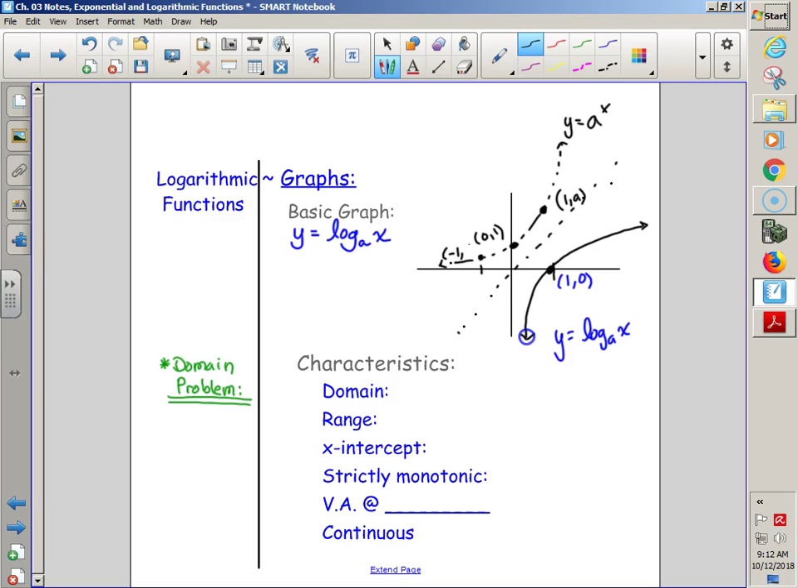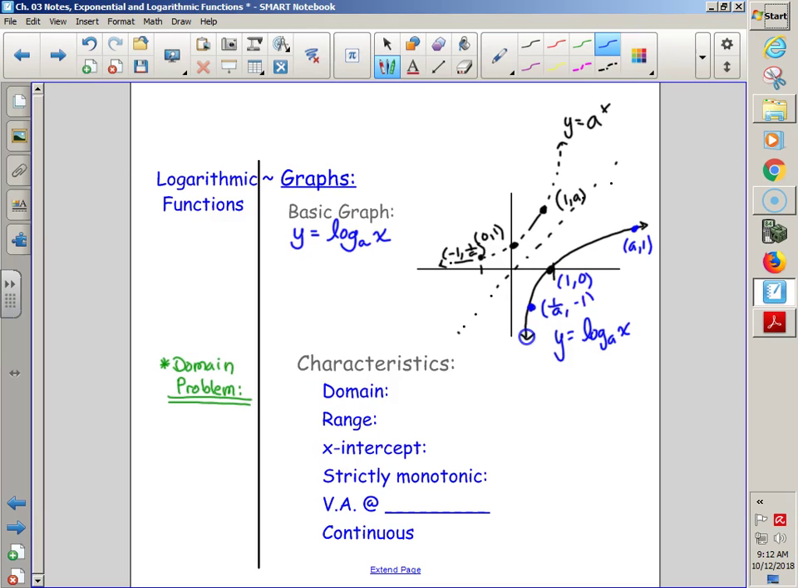1 over a, because it flips the a in the denominator. So what can we put on the logarithmic graph? Instead of (1, a), it's going to be (a, 1). And instead of (negative 1, 1 over a), it's going to be (1 over a, negative 1).